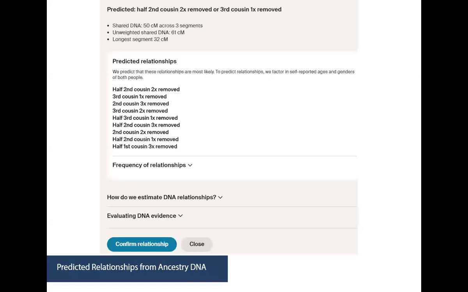I then get all these estimated relationships. There could be many ways you could be related to someone, knowing that the company is just going to make a good educated guess of what relationship you have, but they're not going to know that because they don't know your genealogy and the paper trail where you can confirm that.